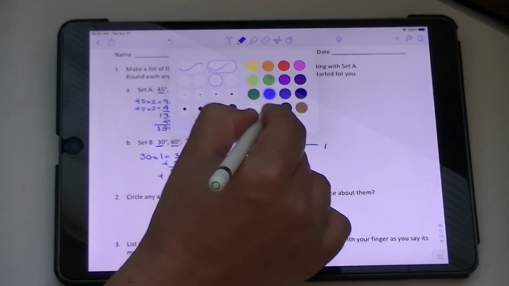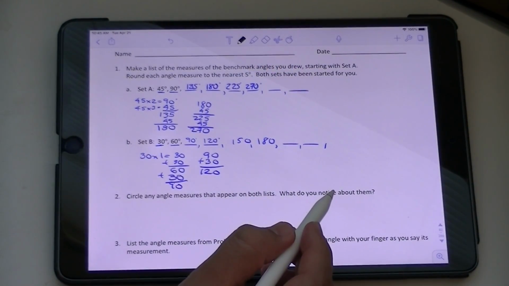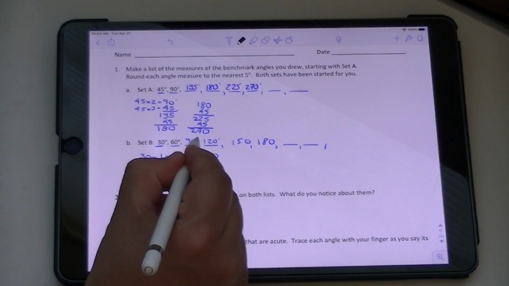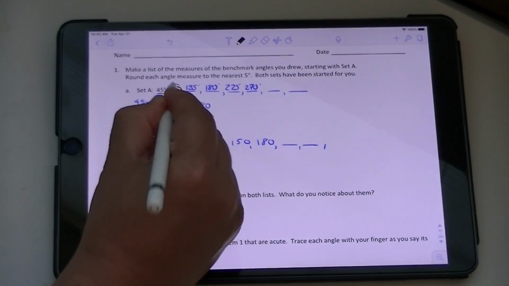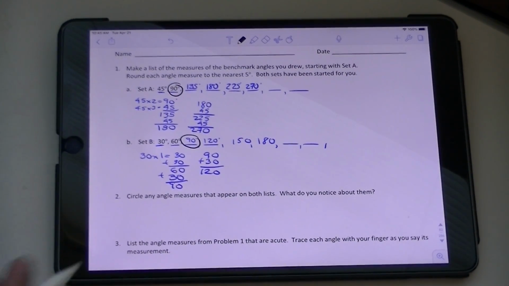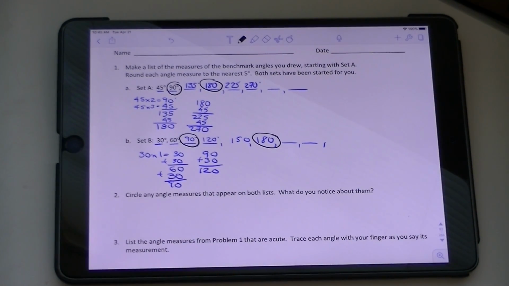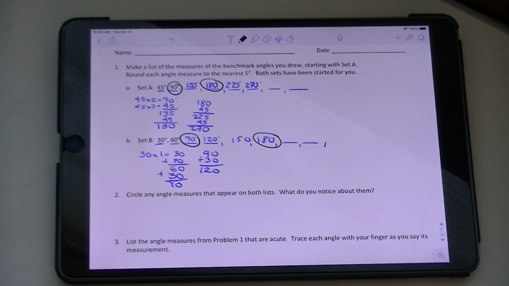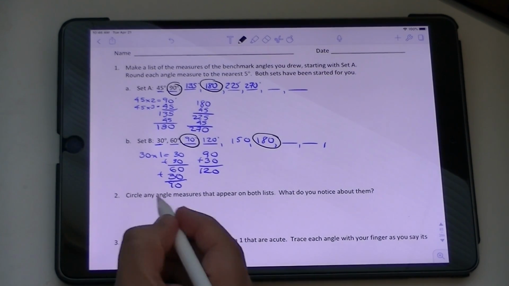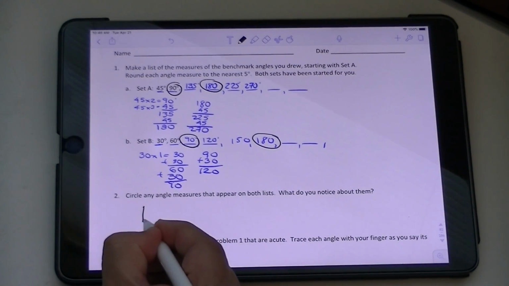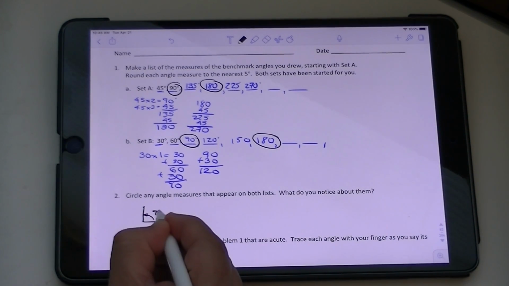Then number 2 is asking you, circle any angle measures that appear on both lists. So I'm going to change color so you can see it better. And you can circle 90 because it appears in both lists. 180 appears also in both lists. So what do you notice about them? Okay, so think about it. If you have something like that, that turn is 90 degrees.